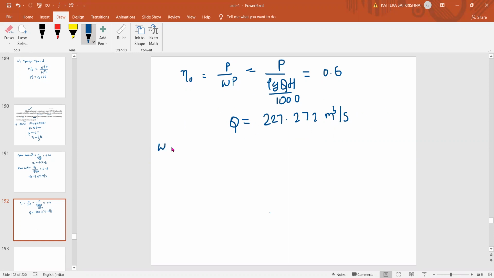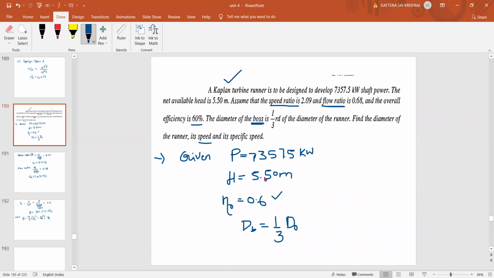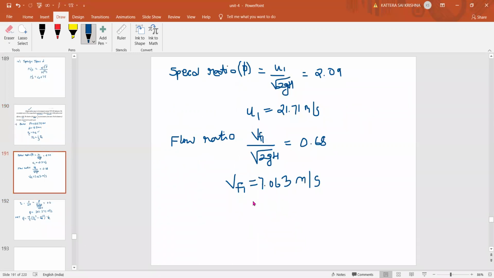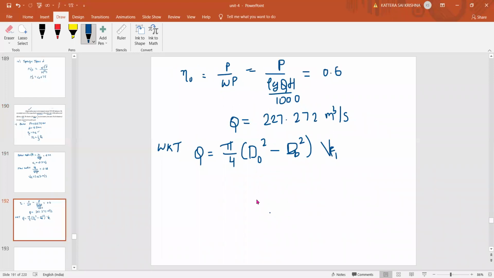Already we know that the discharge formula in the Kaplan turbine is capital Q equals pi by 4 into (D naught square minus dB square) into Vf1, right? We don't have dB separately, but there is one condition given in the question: dB equals 1 by 3 times D naught. So we can substitute dB as 1 by 3 D naught, and since we have already calculated the discharge value, we can find the D naught value.